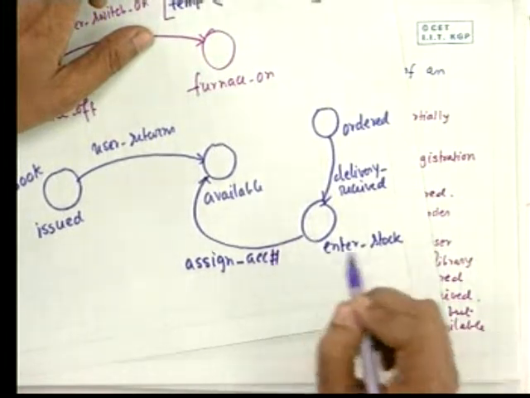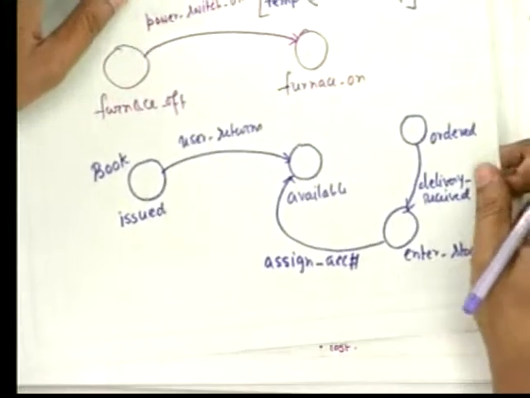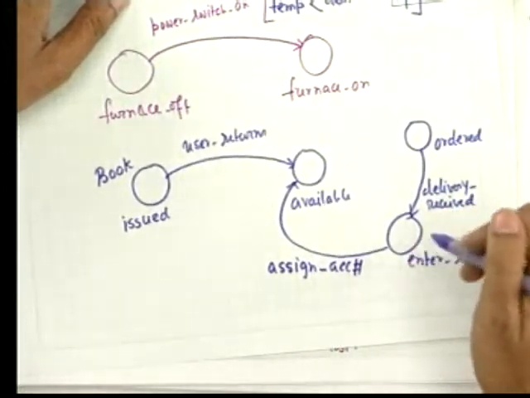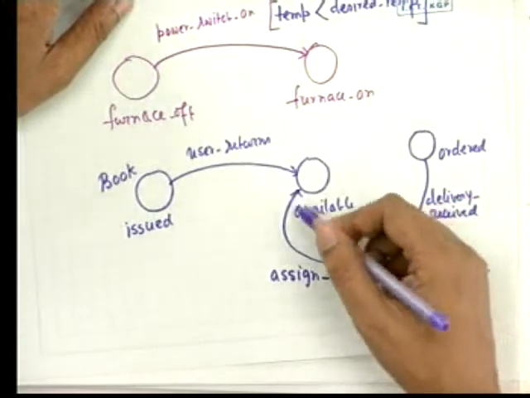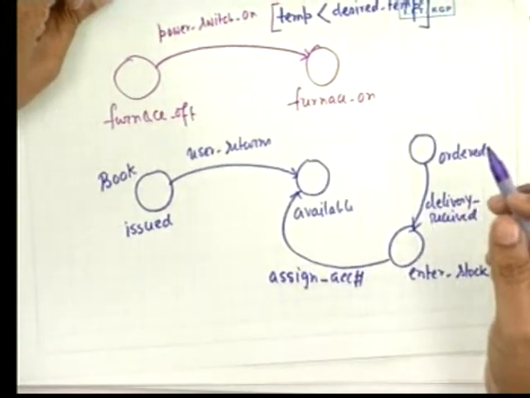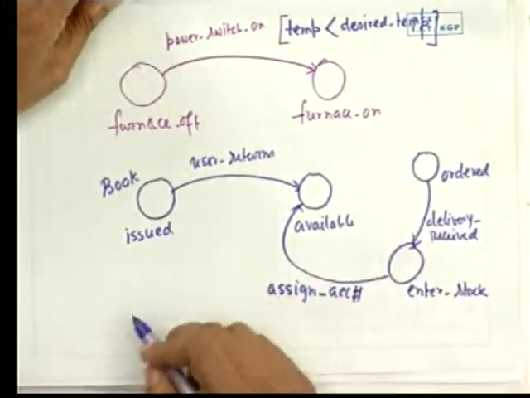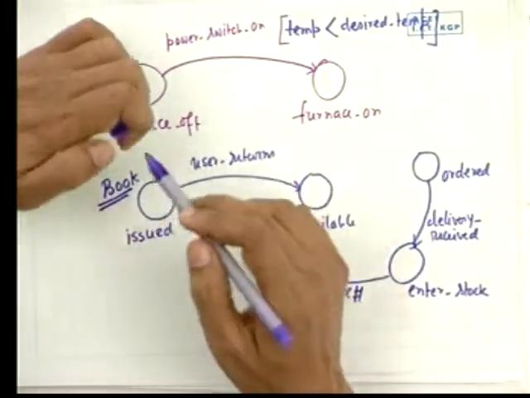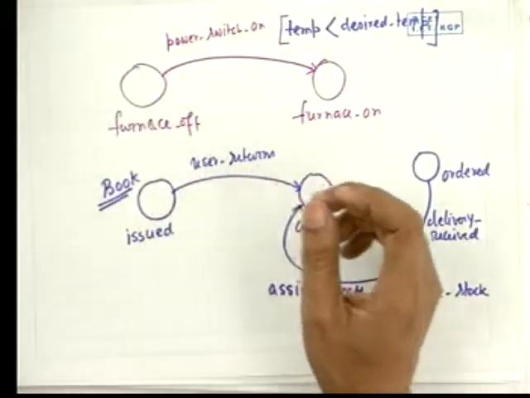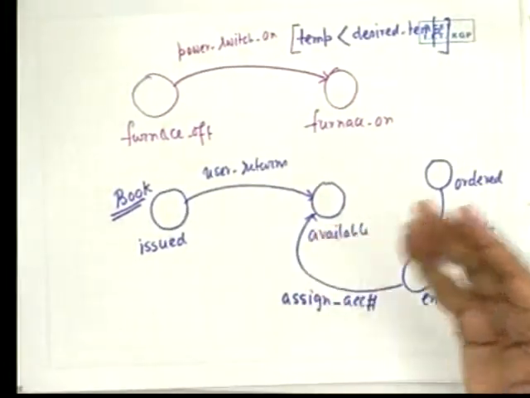So once the librarian assigns an accession number, the book, I will assume, has been entered in the stock and it will be made available. So this is again a case of state transition, where the book object will have different states.